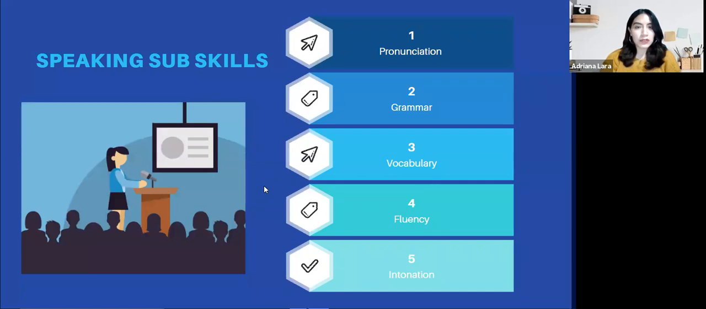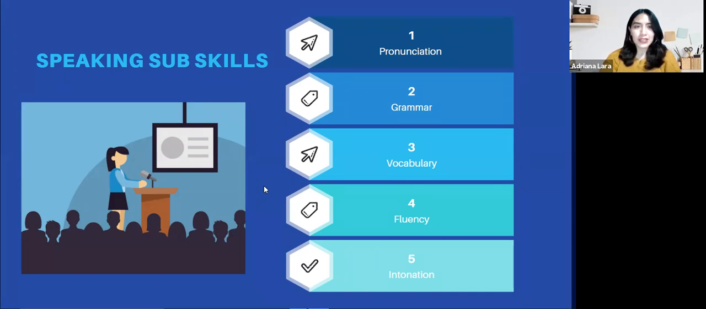Vocabulary is another important component of language learning. When someone wants to express something, it is necessary to have at least a basic knowledge of words. So regarding vocabulary, it is very important for the students to have knowledge of at least basic words so they can express themselves and they can share what they want to communicate.